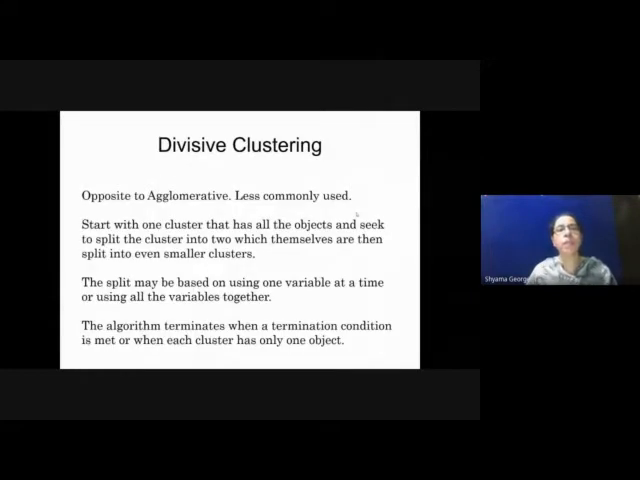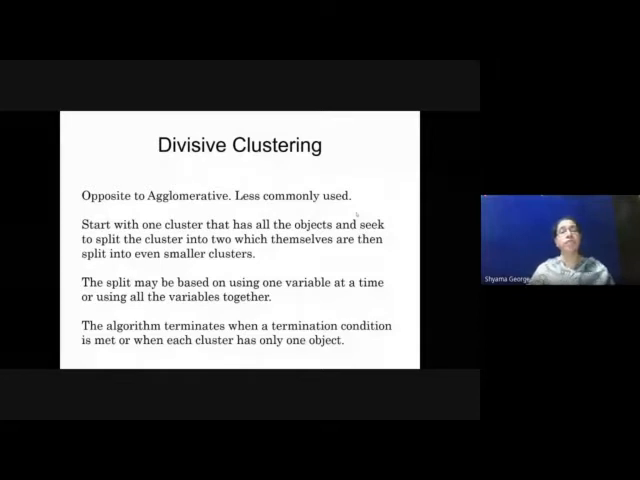Today's class we will discuss divisive clustering, divisive hierarchical clustering. It is opposite to agglomerative, that is, it is using a top-down approach. We are starting with all the objects as a single cluster, and we try to split the cluster into two. Again, we divide the clusters into two and continue like that.